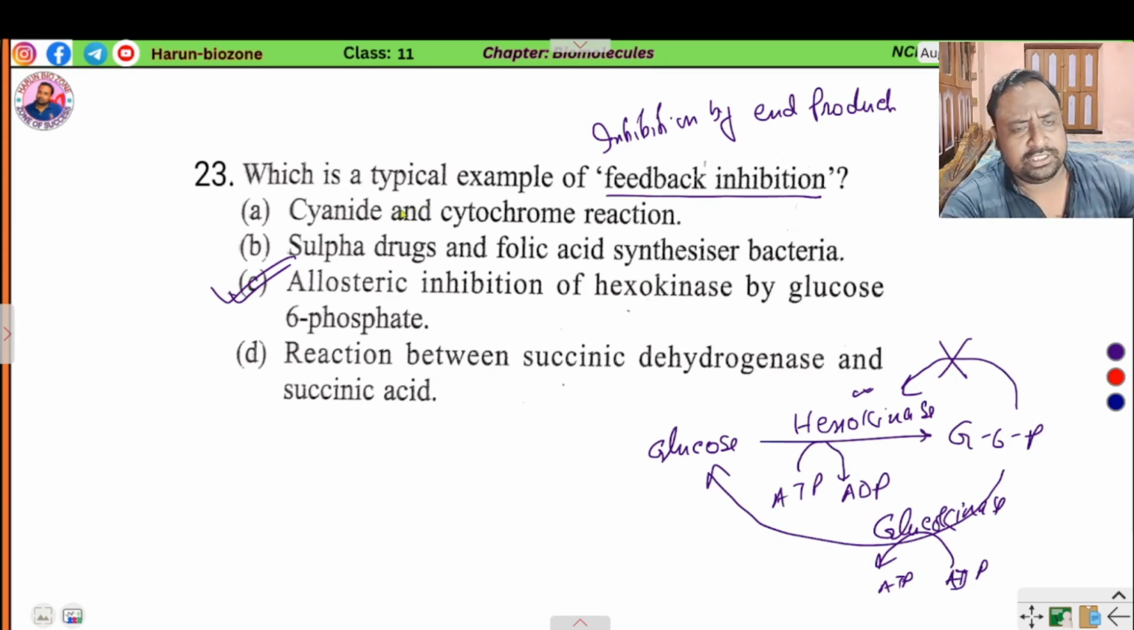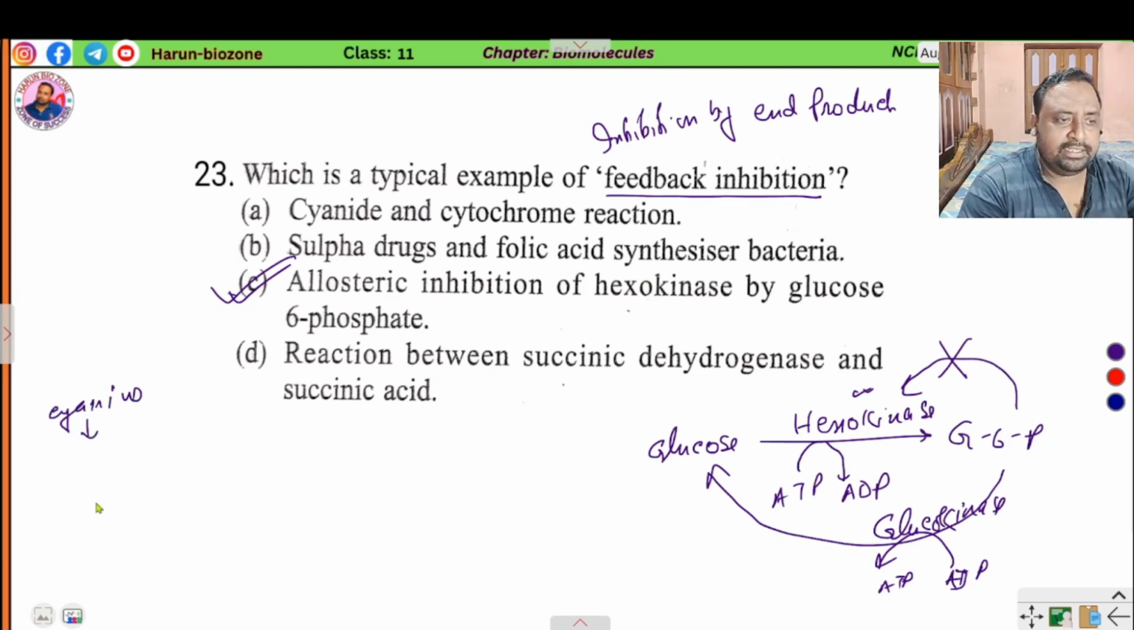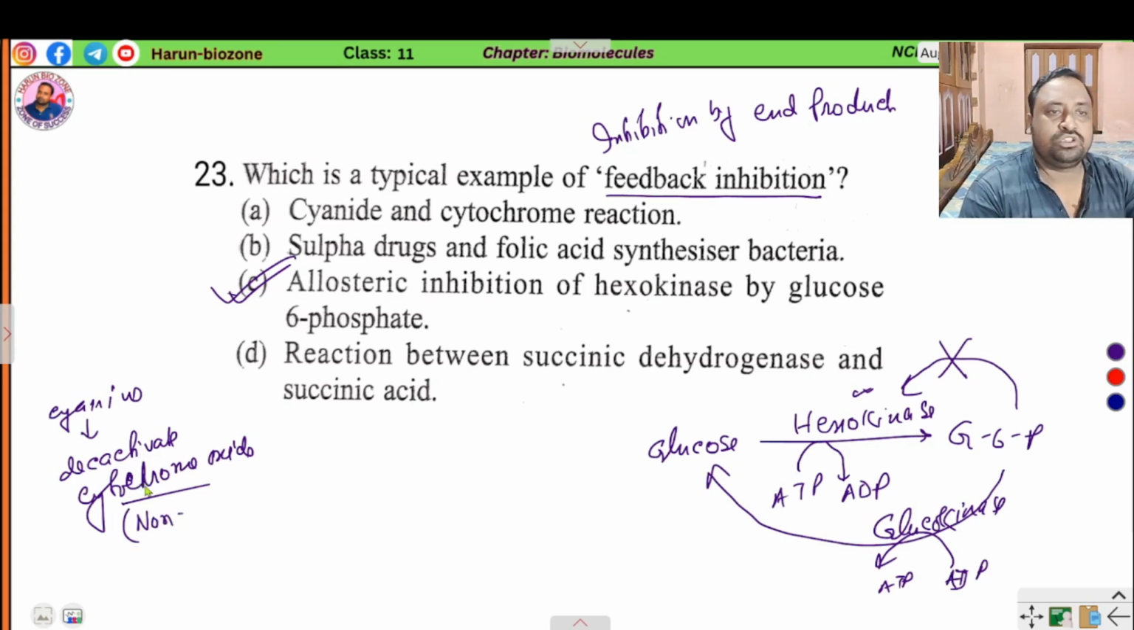Cyanide and cytochrome oxidase. If you use cyanide, it deactivates cytochrome oxidase, that is the electron carrier in the electron transport system. Here ATP does not get produced. This is non-competitive inhibition. Here if we add more substrate for this reaction, still no reaction occurs. Non-competitive inhibition.